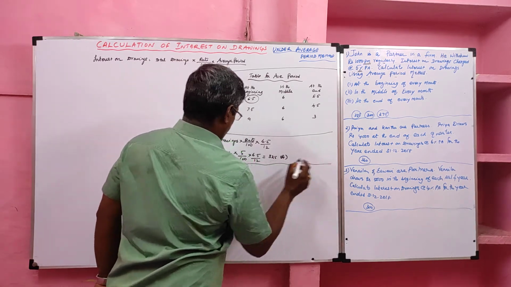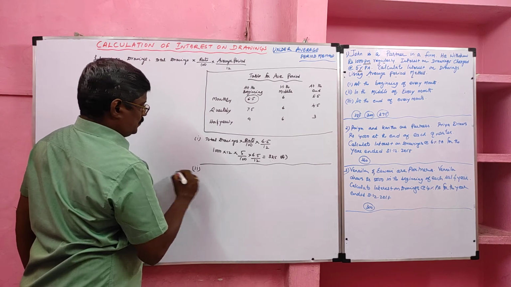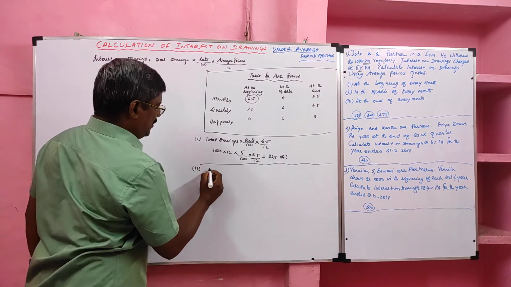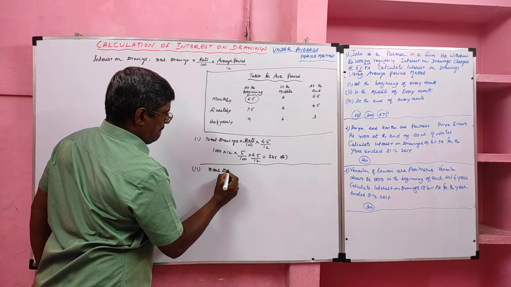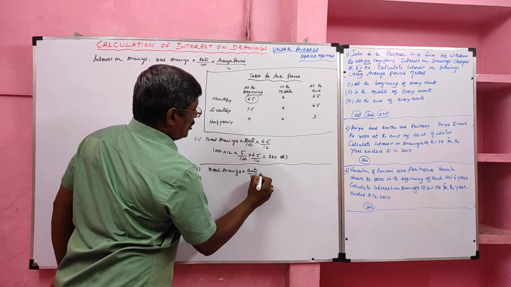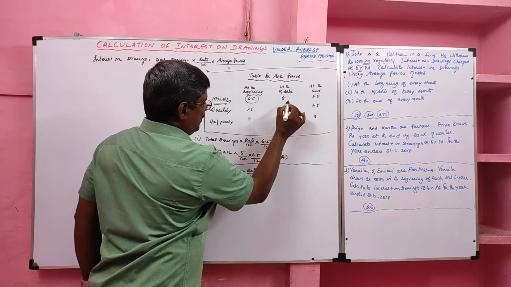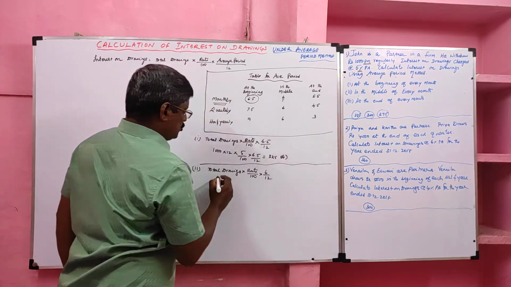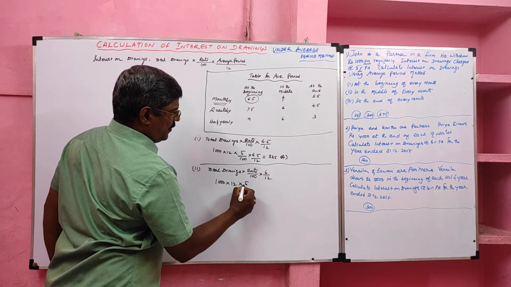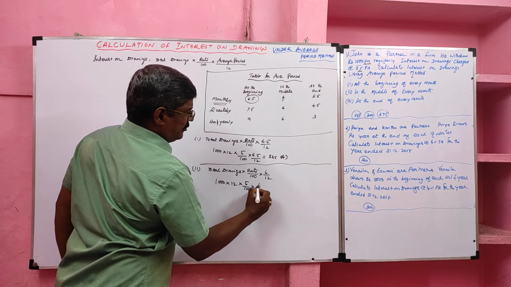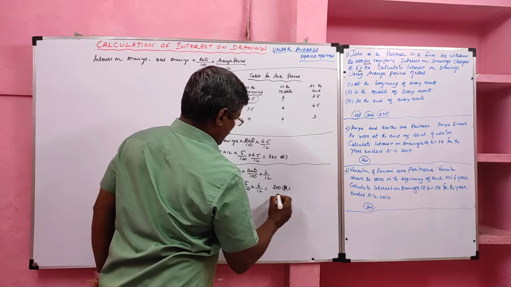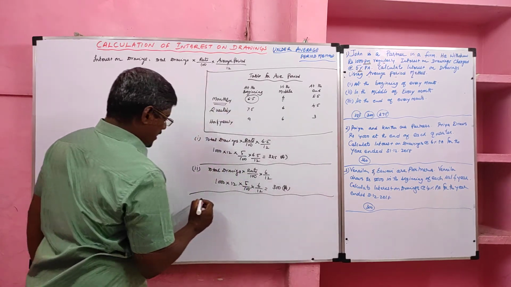Then case number 2. Here in the middle of every month, what is the formula? Total drawings into rate by 100. So every month he is drawing in the middle. So we can use 6 by 12. So total drawing, he draws every month. So 1,000 into 12 into 5 by 100 rate. So here we can use 6 by 12. So our answer is 300 rupees. Case number 2 done.